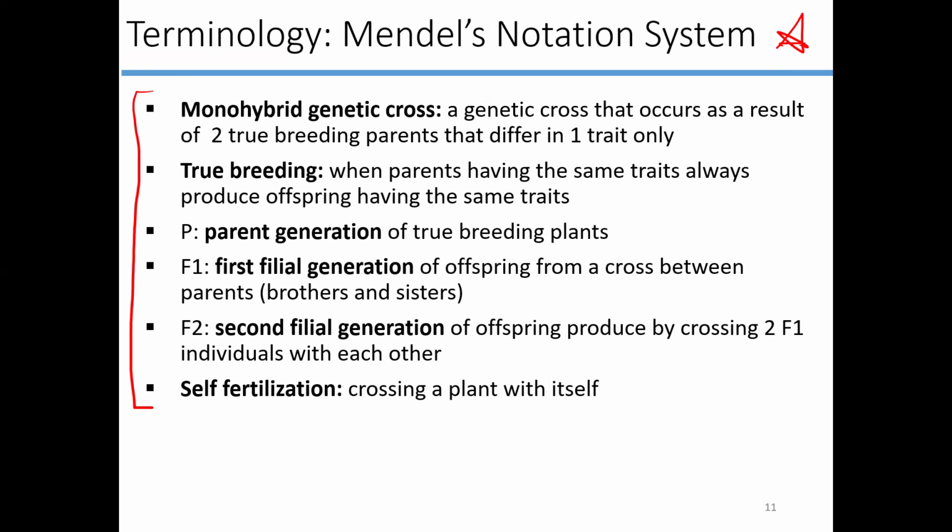Monohybrid basically just means that we're crossing one gene. So we're crossing or only focusing on one type of trait, and that's what we're going to track.